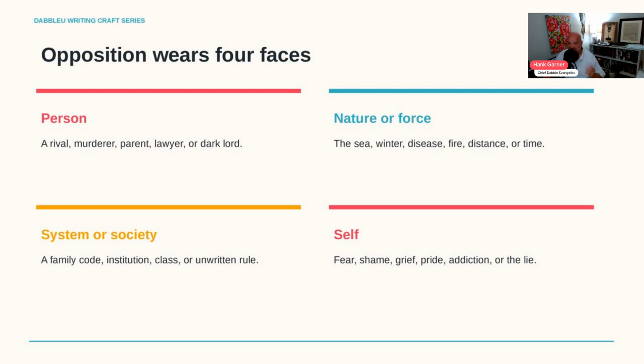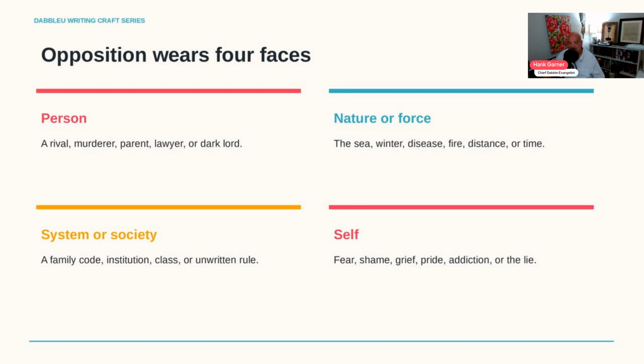The fourth face is self. This is the internal antagonist. Fear, grief, addiction, pride, shame, the lie the protagonist has carried so long that it sounds like his own voice. Internal opposition hits hard because it knows exactly where the hero is weak. It does not have to discover the wound, it lives there. A man may want intimacy while believing that anyone who truly knows him will leave. Every time love gets close, he protects himself by becoming distant. The outer story may give him a relationship worth keeping. The inner antagonist keeps turning his own hands against it.